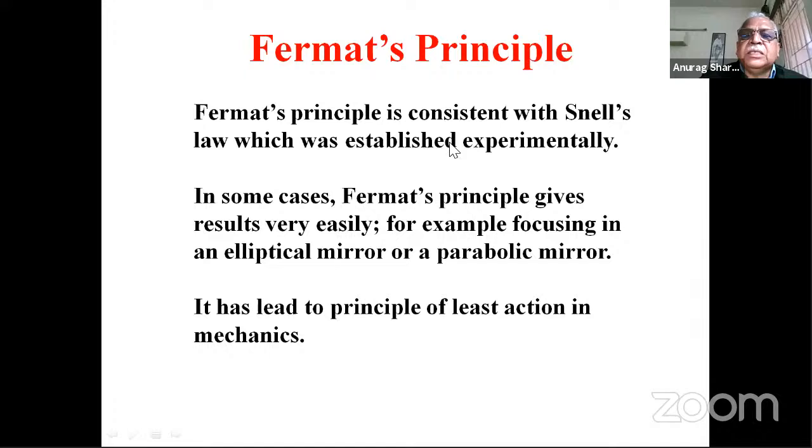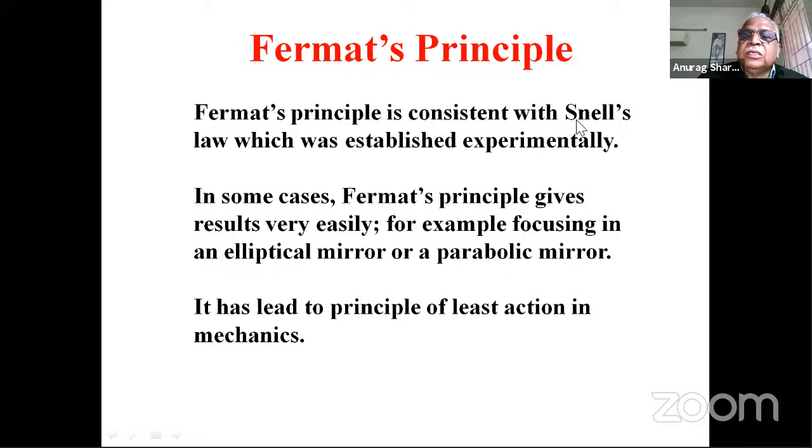So Fermat's principle is consistent with Snell's law, which was established experimentally, and that is the success of the principle. Because when you enunciate a principle, it is just a principle that you have stated, but it governs all the cases which Snell's law shows experimentally. In some cases, Fermat's principle gives results very easily. For example, the focusing in an elliptical mirror, as we just saw, or a parabolic mirror. It is very easy to show that a parallel ray of light from a parabolic mirror will focus to its focus.